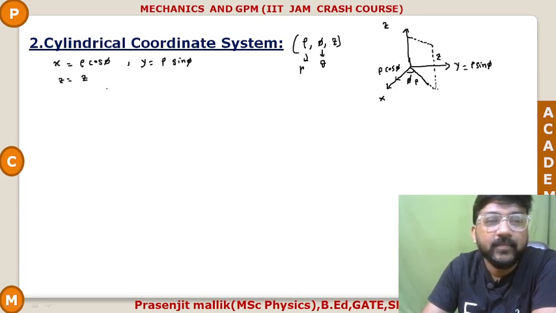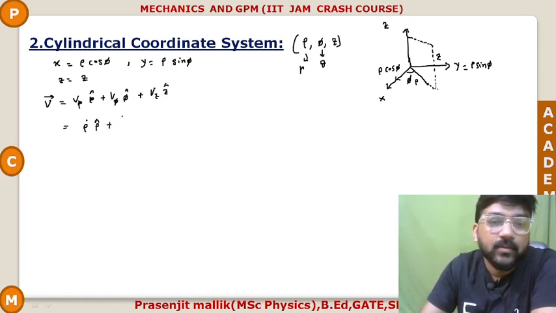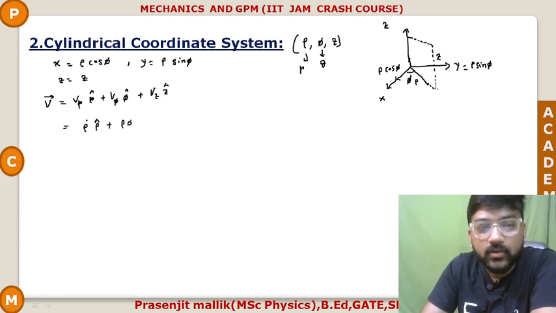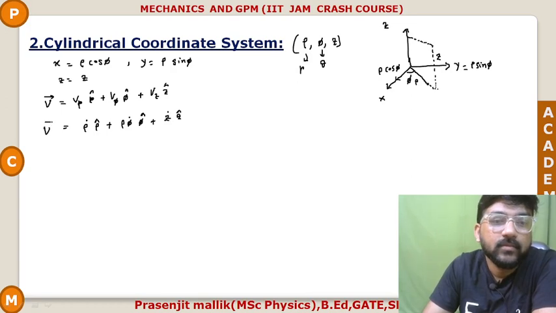Okay, so what will be the velocity? The velocity will be just v rho rho cap plus v phi phi cap plus v z z cap, similar to the previous one, that is v r and v theta. So what will be v rho? V rho will be just rho dot, that means d rho upon dt. So rho dot rho cap plus v phi means rho phi dot phi cap, plus one more component, that is z dot z cap. So this is how you can write the velocity.